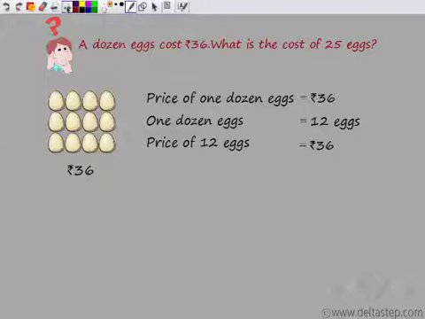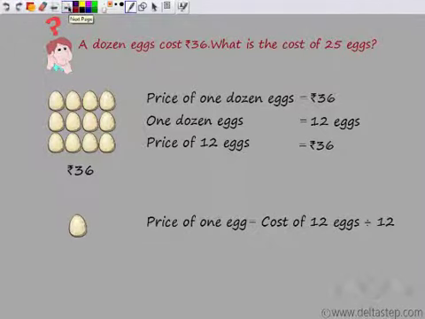So applying the unitary method, you can find the cost of 25 eggs. How? We'll first find the cost of 1 unit, that is 1 egg. So we know the price of 12 eggs is 36. We want to find first the price of 1 egg. This 36 has to be divided equally among 12 eggs. That is, the cost of 12 eggs divided by 12. We know the cost of 12 eggs is 36, divided by 12, which gives me 3. So the price of 1 egg is 3. So 1 egg is for 3 rupees.